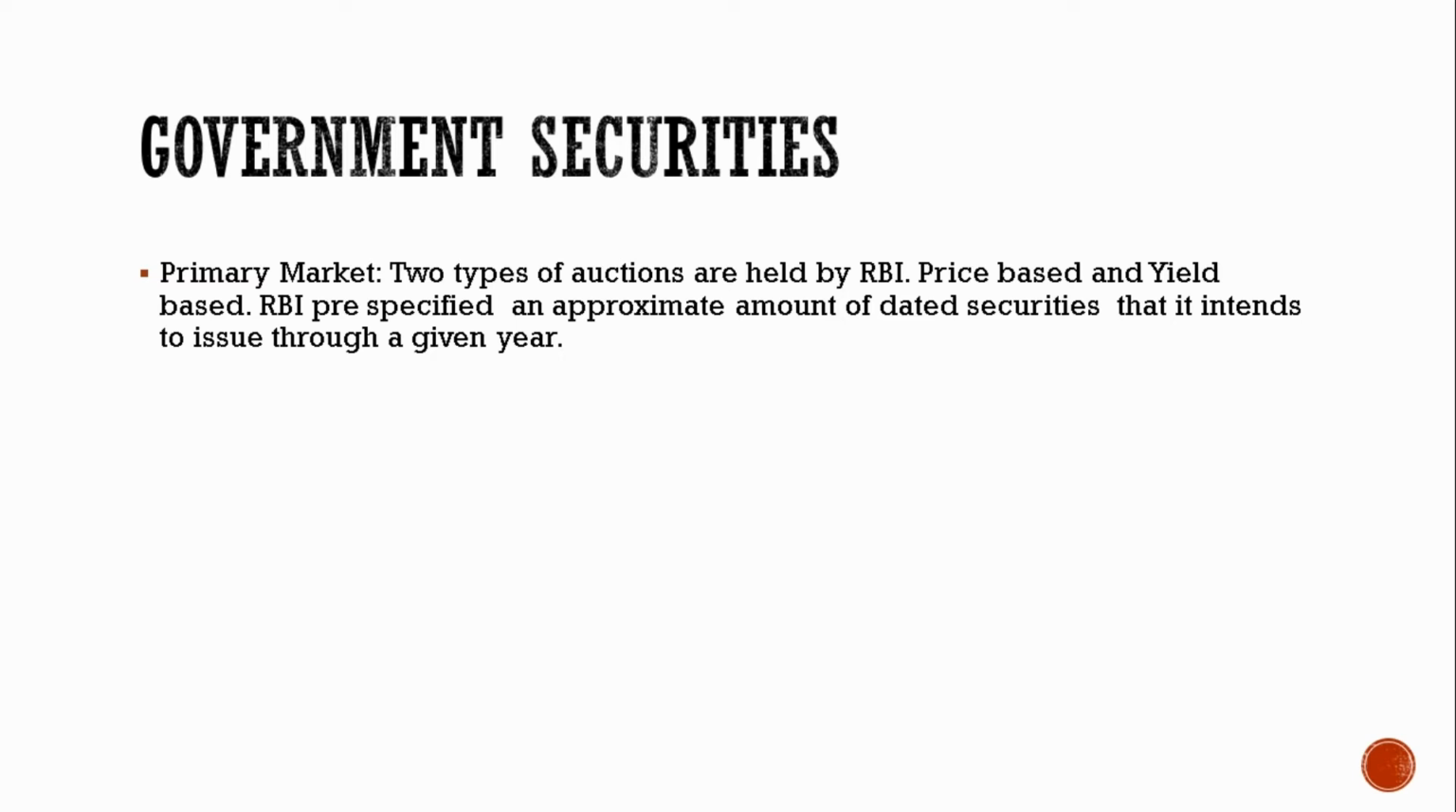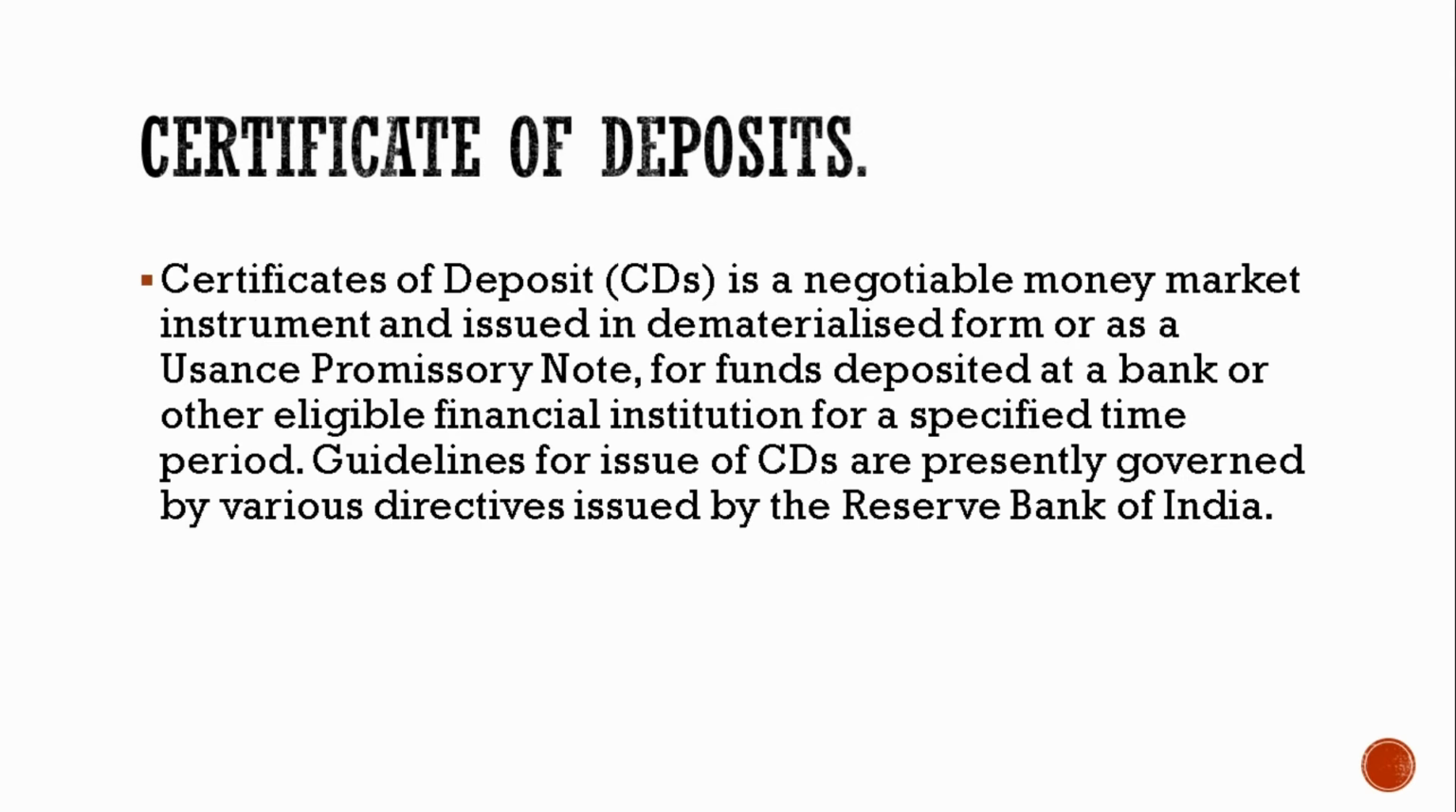Now, RBI pre-specifies an approximate amount of dated security that it intends to issue through a given year. Now, a certificate of deposit is a negotiable money market instrument and is issued in dematerialized form or as a usance promissory note for funds deposited at a bank or other eligible financial institutions for a specified time period.